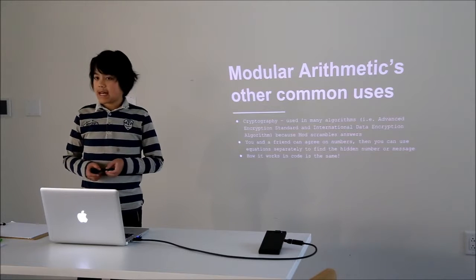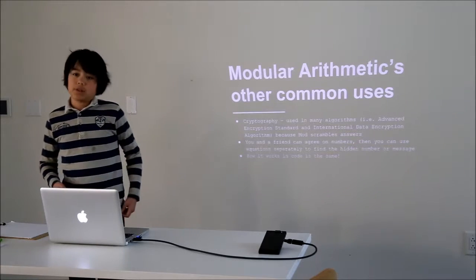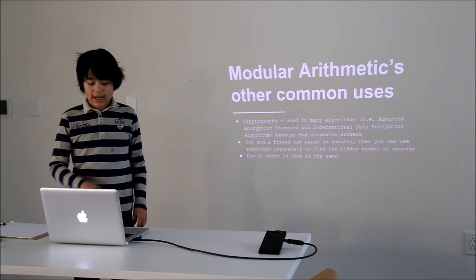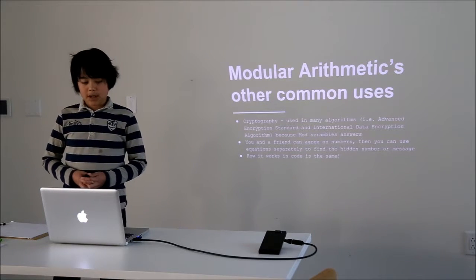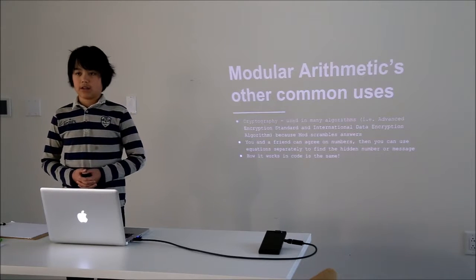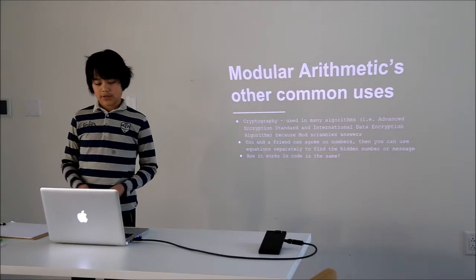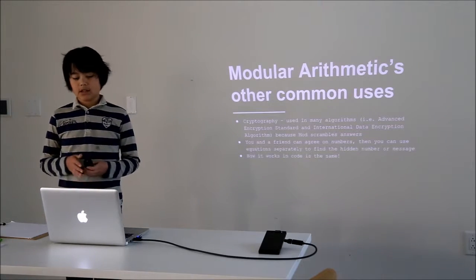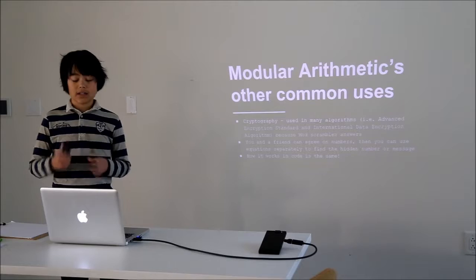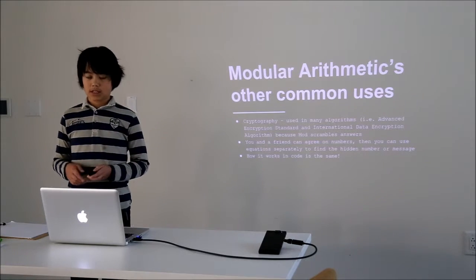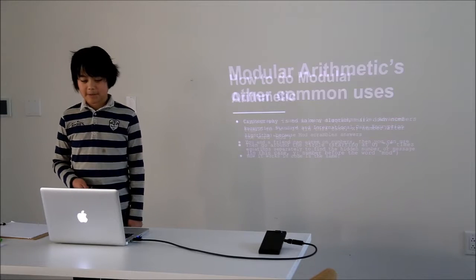What is an algorithm, you may ask? Well, that's something a computer does either all the time or when a certain thing happens. For example, when you press the shift key on your computer, it knows to make every letter you put after that a capital letter. The algorithms that mod is used in are Advanced Encryption Standard and International Data Encryption. That's because mod scrambles the answers that you get with a string of numbers. How this works is basically you and a friend can agree on numbers, then you can use equations separately, including lots of mod, to find the hidden number or message that you originally had. How it works in code is the exact same way, except it's way more complicated.